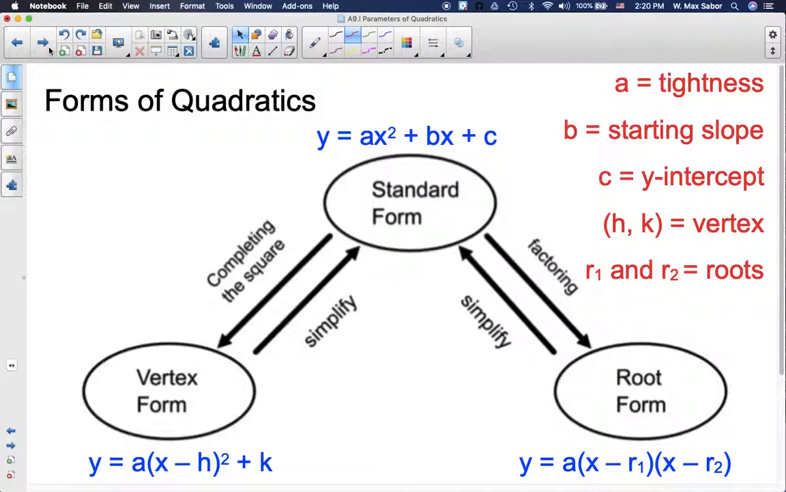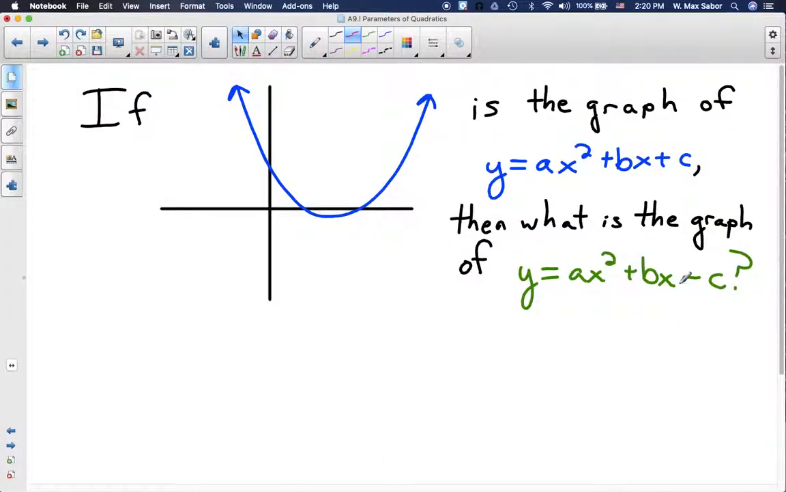So putting it all together, A is the tightness, B is the starting slope, C is the y-intercept, h comma k is the vertex, r1 and r2 are roots. So how do we use that? If this is the graph of ax squared plus bx plus c, what's the graph of ax squared plus bx minus c? What changed? Positive c changed to negative c.